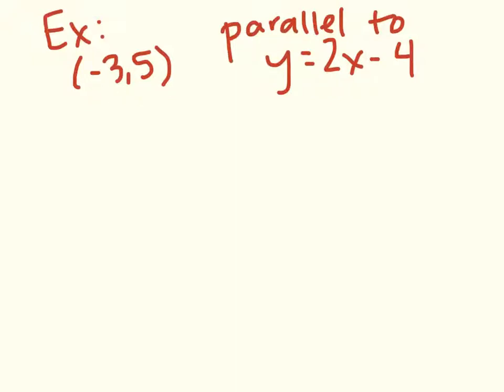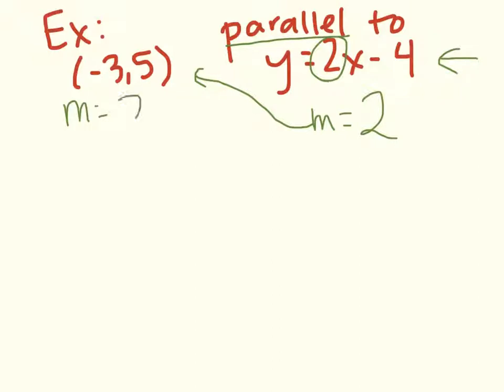If we graph that, we want a line that's parallel to that equation, but it needs to cross through this point. So the first thing I need to do is look at this equation and ask, what's the slope? What does m equal? Well, y equals 2x minus 4. Here's the m, so m equals 2. If the two lines are parallel, their slopes are exactly the same. So the slope of my line is also going to be 2.